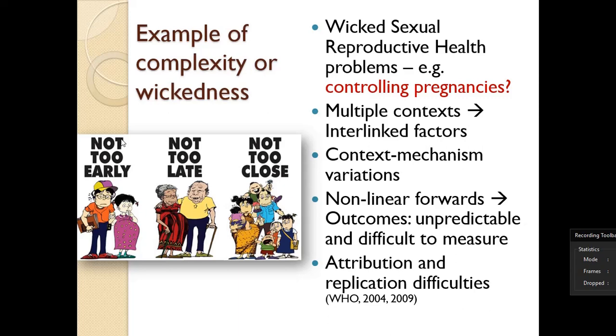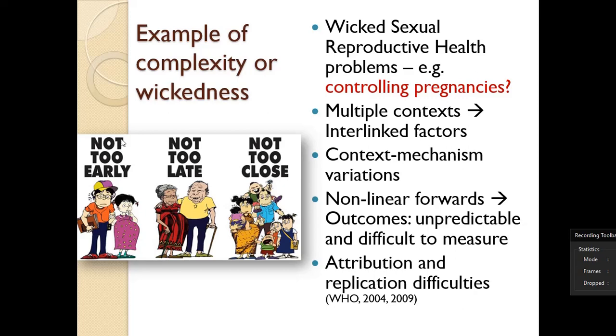So here is an example that shows the complexity and wickedness of projects. Think about sexual reproductive health as an example. Let's talk about, for instance, controlling pregnancies. You want to, for instance, promote contraceptive use among youth, or you are telling people, okay, please control how many children you're producing. There are multiple contexts here that would influence whether people would take up control, whether the project on controlling pregnancies would work, okay?